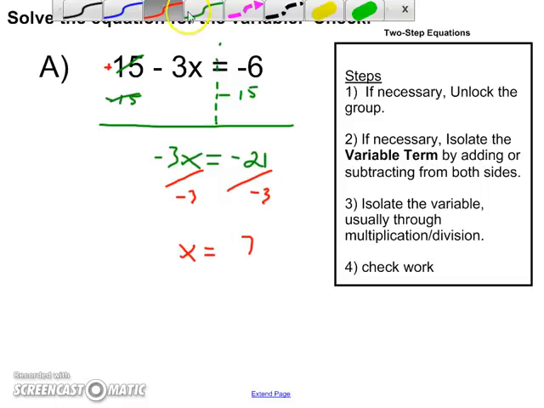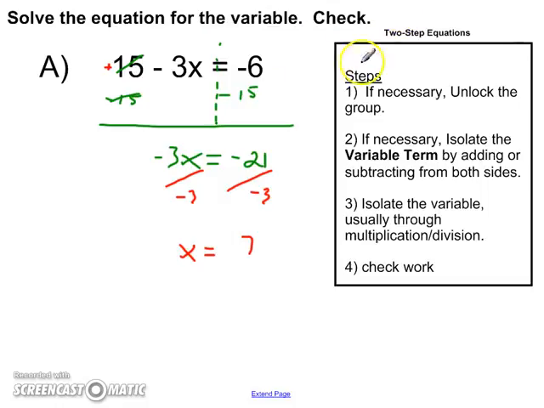Now, this is where checking it comes into play. If I go back, because if I'd put a negative in there, it wouldn't have worked out. 15 minus 3 times 7, does that equal negative 6? That's what we're checking for. I'll multiply before subtract. 3 times 7 is 21. My minus 3. 15 minus 21 is negative 6. Yep, it works. Negative 6 equals negative 6, and so that checks out.